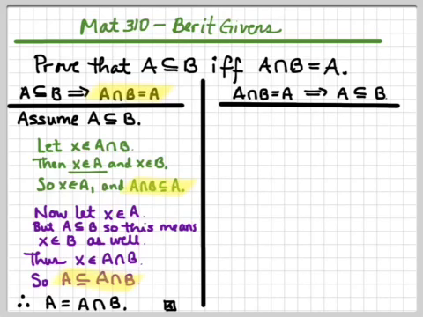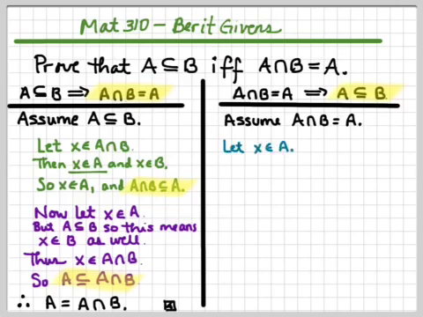So this direction of the proof is completed. Now let's go to the right-hand side. Now on this part, we're going to start by assuming our hypothesis. So assume A intersect B equals A. And what do I need to prove here? What I need to prove is that A is a subset of B. So to prove subset is a little easier than proving set equality. I just have to take an element x on the left-hand side and prove it's on the right.